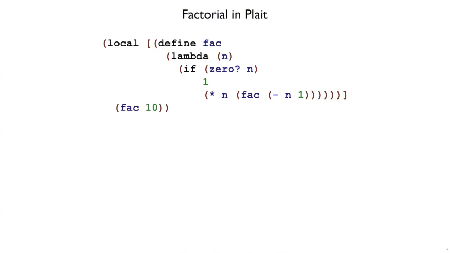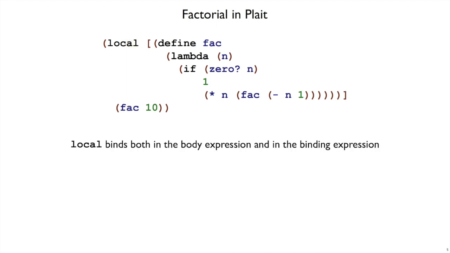As we look at recursive functions, I'm going to use everyone's favorite recursive function. This is the factorial function, which takes an n. If n is 0, it returns 1. Otherwise, it recurs with n minus 1. And here I'm writing it in Plait using the local form. So local form lets me use fac in the body here, but also, and crucially, when we have a local definition, that definition can see itself. The recursive function works because it can see its own binding to call itself.